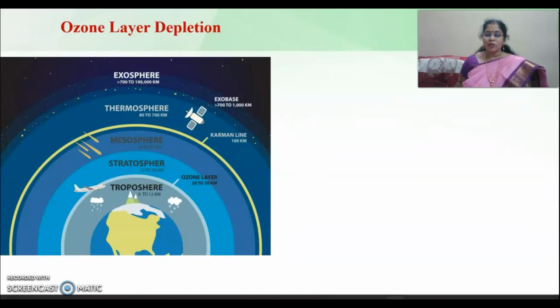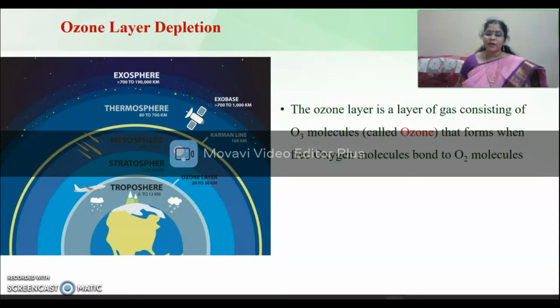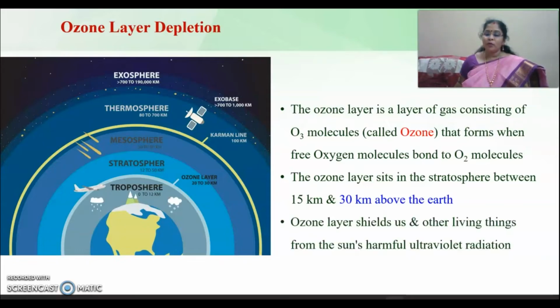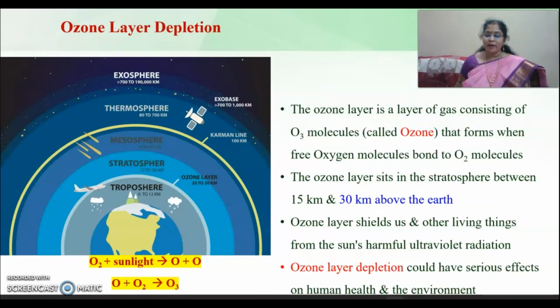Let's now learn what ozone layer depletion is. We come across different layers of the atmosphere, starting from the troposphere, stratosphere, mesosphere, thermosphere, exosphere, and ionosphere. The ozone layer is a layer of gas consisting of O3 molecules, called ozone, that forms when free oxygen atoms bond to O2 molecules, and this ozone layer sits in the stratosphere, about 15 kilometers above the earth. The ozone layer shields us and other living organisms from the Earth's harmful ultraviolet radiation.